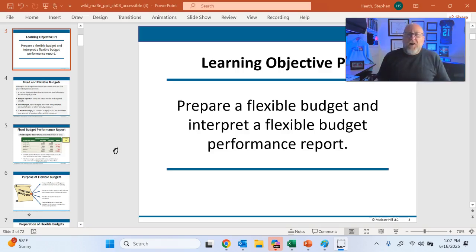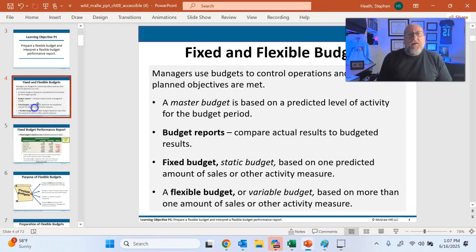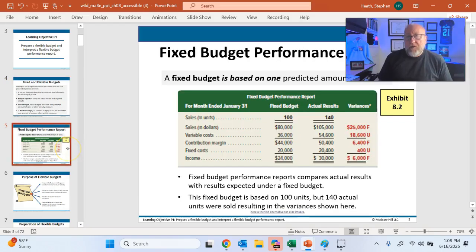Okay, so flexible budgets. We've already sort of talked about flexible budgets, so I'm going to really try to keep this short and simple. A master budget is what we talked about in chapter 7. A fixed budget is something that we tend to do at the beginning of the period, and it's based on a fixed amount of units. A flexible budget is a budget where we can change the volume of units, and we can do it in all sorts of different situations.